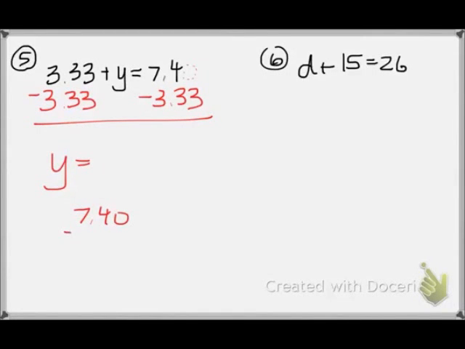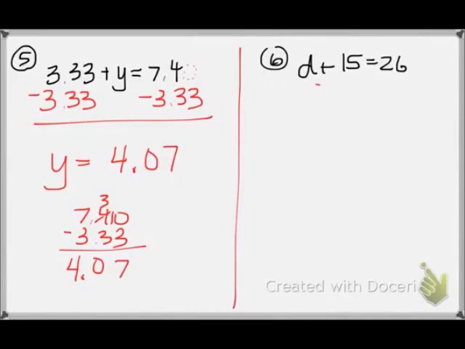I'm going to show my work. 7.40 minus 3.33. There's some borrowing technique going on here. Got a 4.07. And then for number 6, it's a little brat story going on. So I'm going to subtract 15 from both sides, and d equals 11. So on number 6, I am undoing what has been done. And number 5, same thing. I'm undoing to y what has been done.